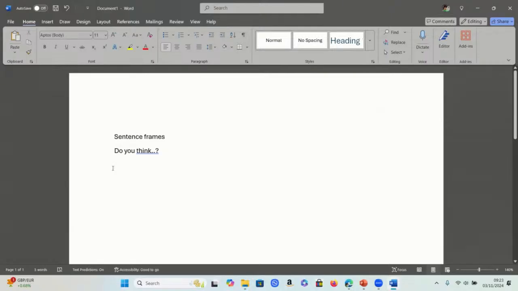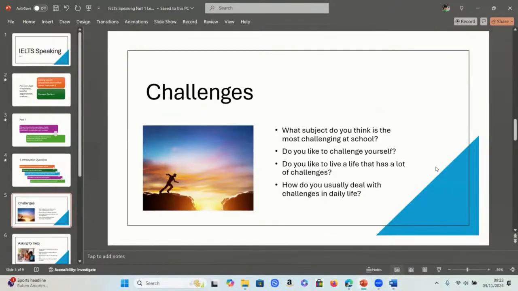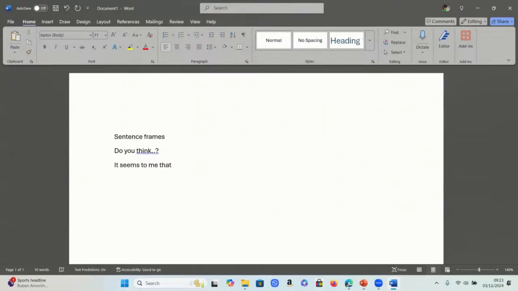The one I remember most clearly is, it seems to me that. Let's see if that fits. So what subject do you think is the most challenging at school? It seems to me that, or a better one, I think some of you used this in your homework: the first subject that comes to mind is, I don't know, you could say maths, for example. Or, if you remember these, the first subject that pops into my head is maths. So these three seem okay.